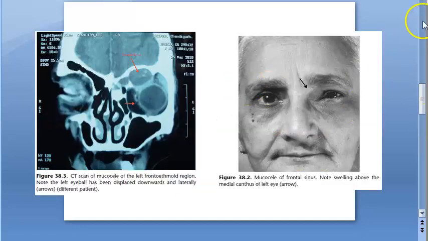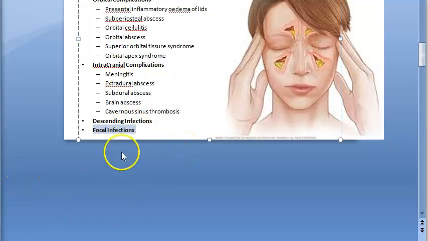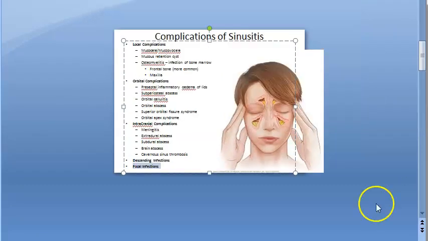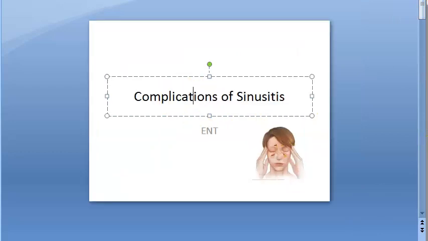And then you have the last, they said descending infections like pharyngitis, tonsillitis, laryngitis, tracheobronchitis, otitis media. Then focal infections, they said certain skin disorders can be there. They're not sure of this, but it can happen that there can be polyarthritis, tenosynovitis, fibrositis, certain skin diseases also. So this is all about the complications of sinusitis. It is very brief. We'll have to go into the details of each of these.